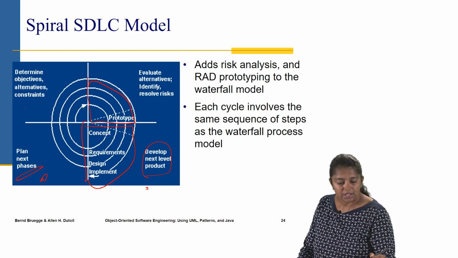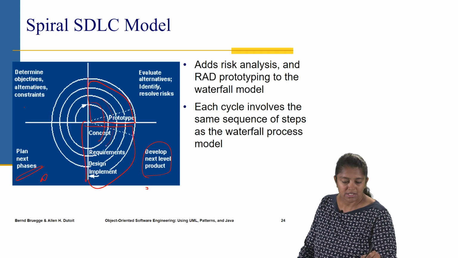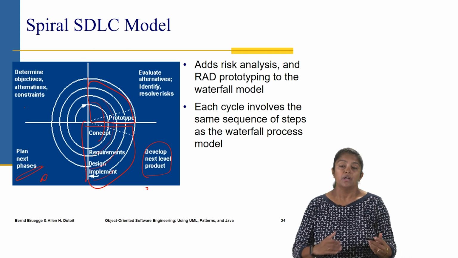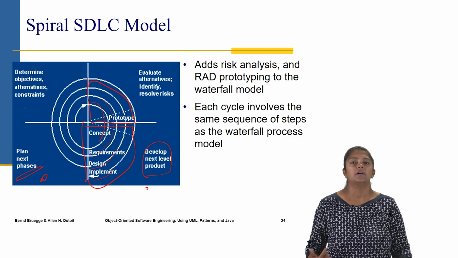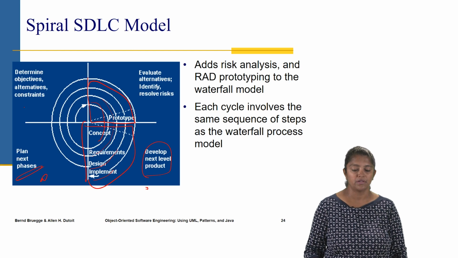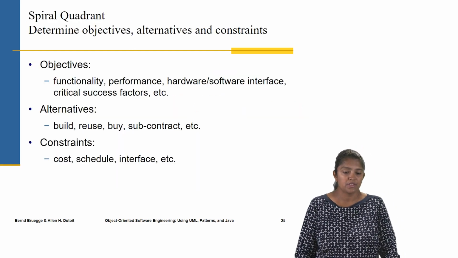Each cycle can be, the first cycle can be conceptualization, the second cycle could be requirements, then design, and then implementation. So in each cycle or each spiral, we perform a certain aspect of the software development. So that's the idea with the spiral model.